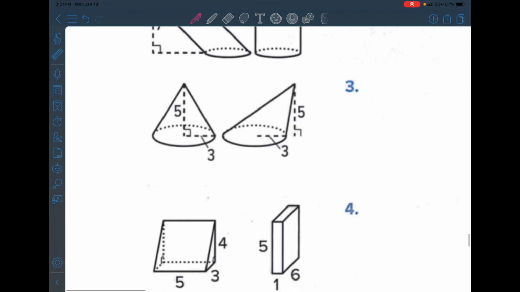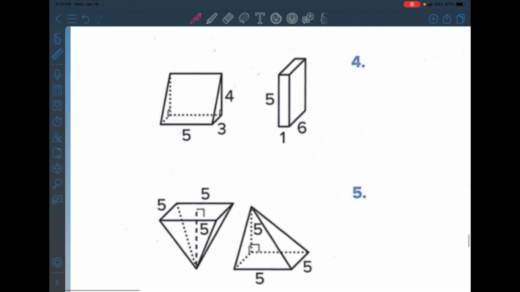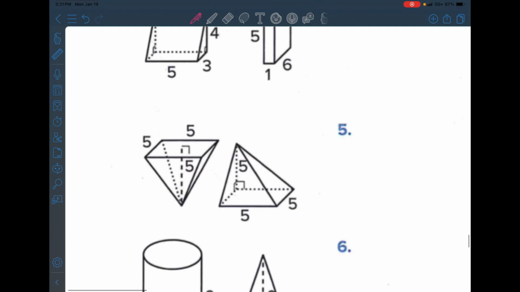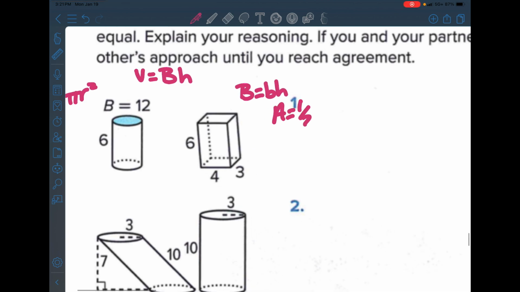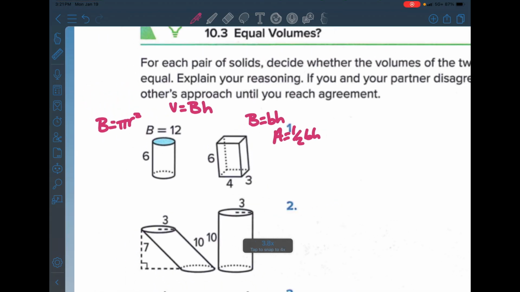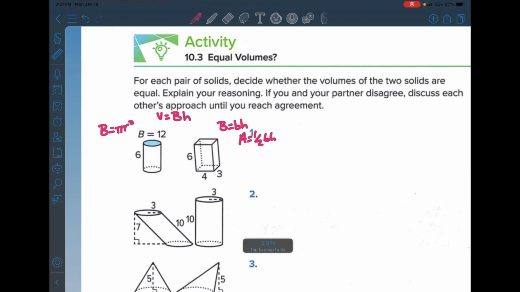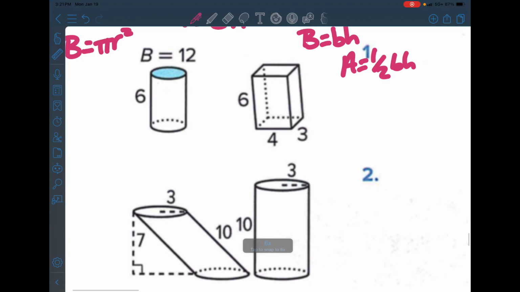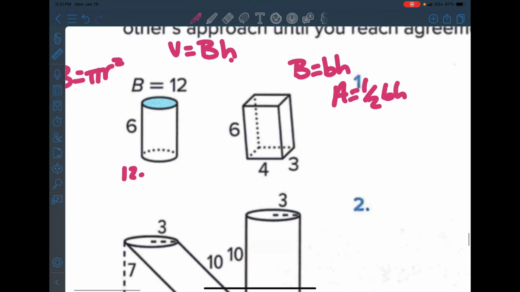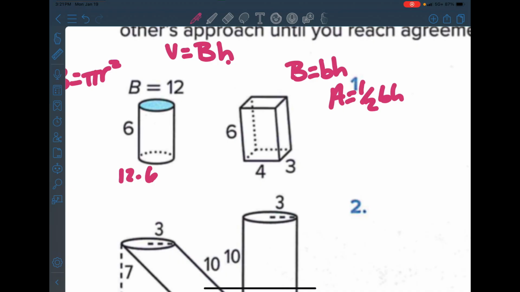And for a triangle, let's see, do we have a triangle here? We do. We have a triangle on number 4, and capital B would be 1/2 base times height. So let's do a couple of these. So it says, are the volumes of the two solids equal? So let's look at this. Capital B here is 12. So we're going to go 12 times your height, which is 12 times 6.